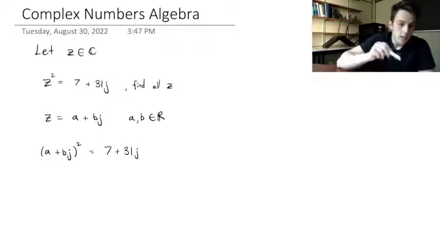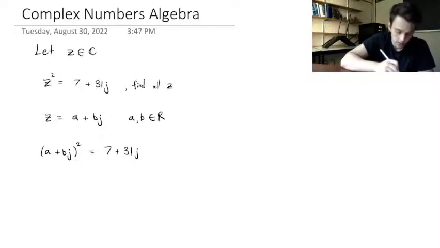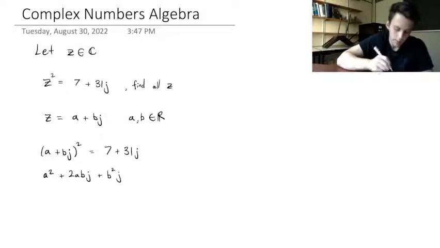So luckily, this we should be able to solve, right? Because we can equate our real parts and our imaginary parts, and that should give us two equations. We have two unknowns, a and b, so things are looking up for us. So let's expand this, right? This is just a squared plus 2ab times j plus b squared times j squared. This must be equal to 7 plus 31j.